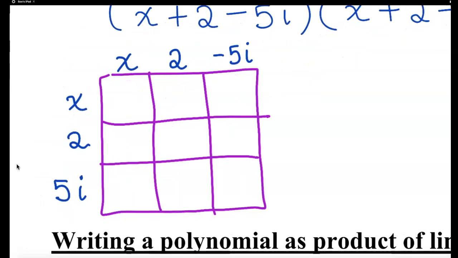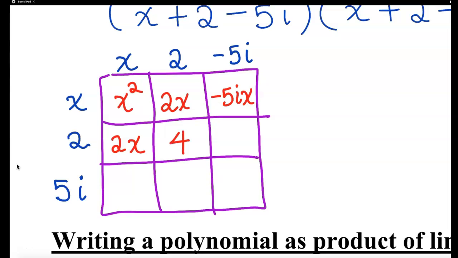And I'm going to do my multiplication in these little boxes. I'll get x squared, 2x, -5ix. Next line, 2x, 2 times 2 is 4. This last one is -10i. Doing good. Bottom line, I'm going to get 5ix, 10i.